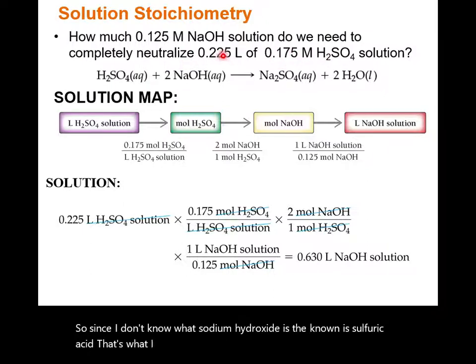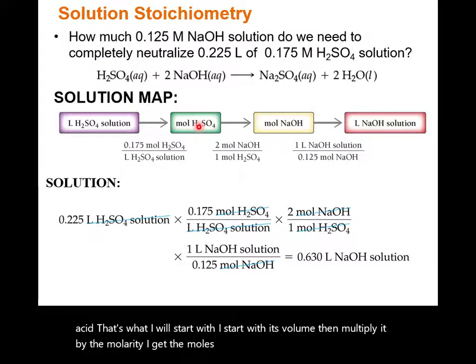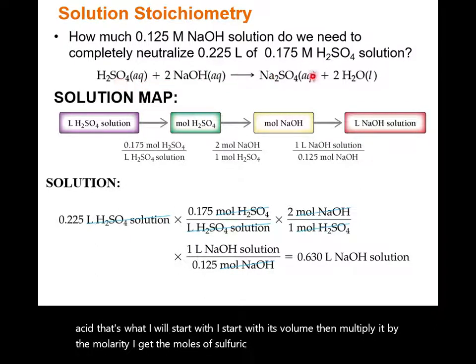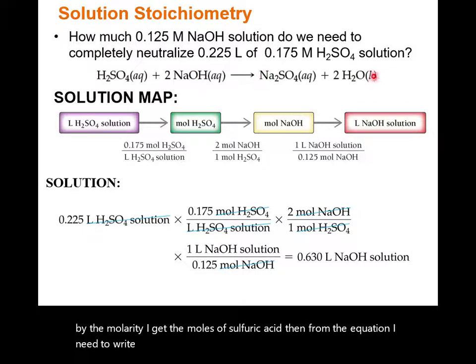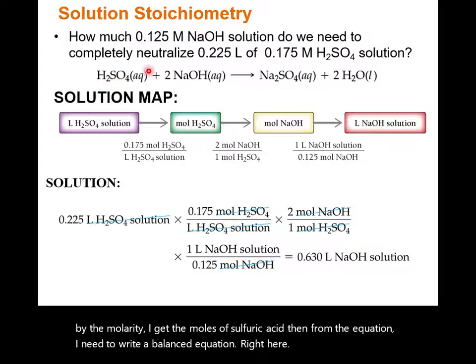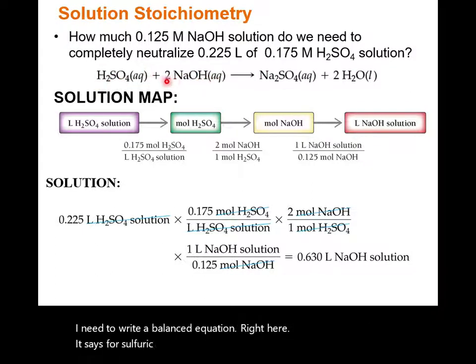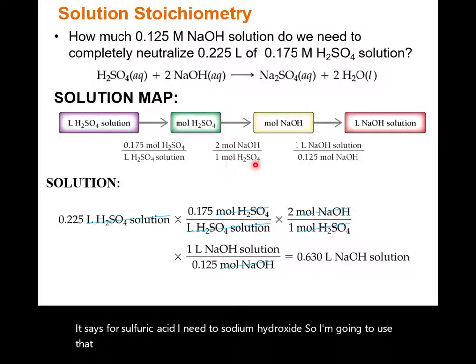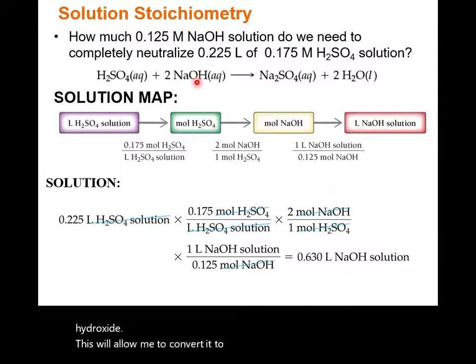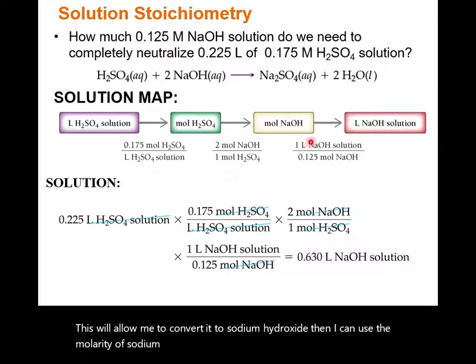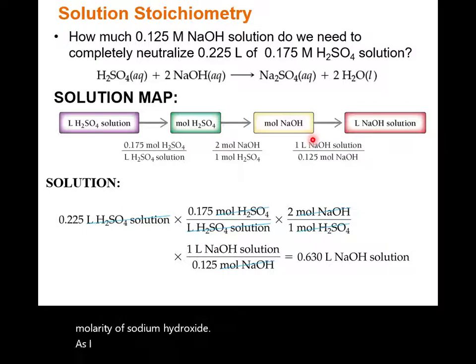I start with its volume, then multiply it by the molarity. I get the moles of sulfuric acid. Then from the equation, I need to write a balanced equation right here. It says for sulfuric acid, I need 2 sodium hydroxide. So I'm going to use that ratio right here, 1 mole of sulfuric acid to 2 moles of sodium hydroxide. This will allow me to convert it to sodium hydroxide. Then I can use the molarity of sodium hydroxide as a conversion factor to find the volume.